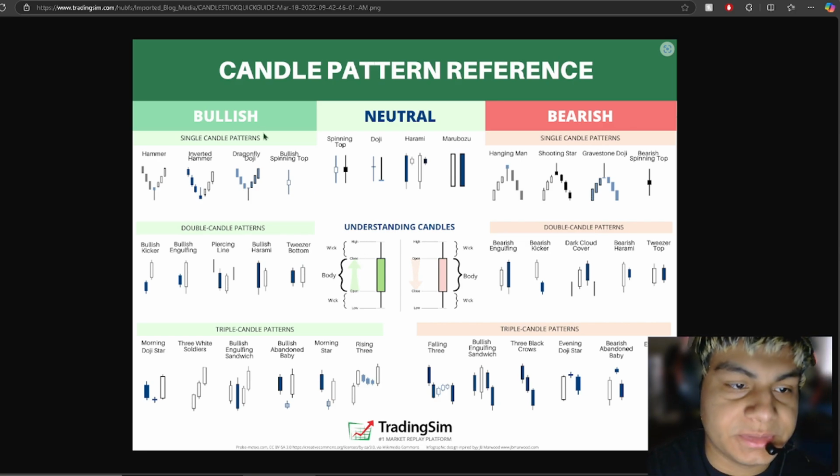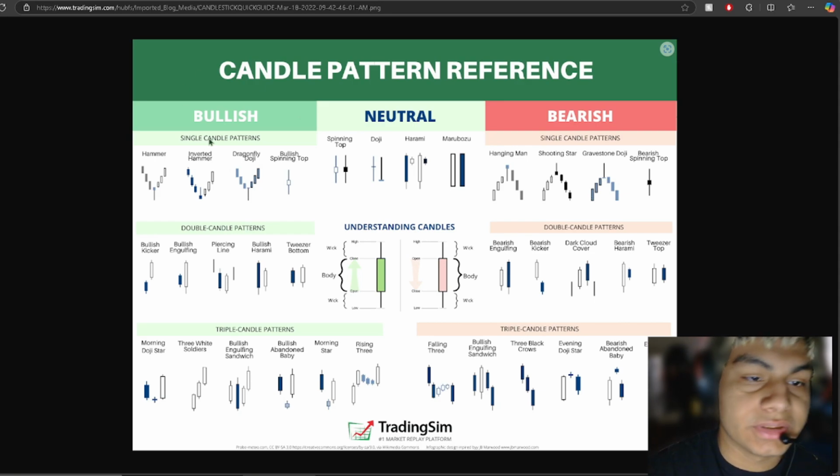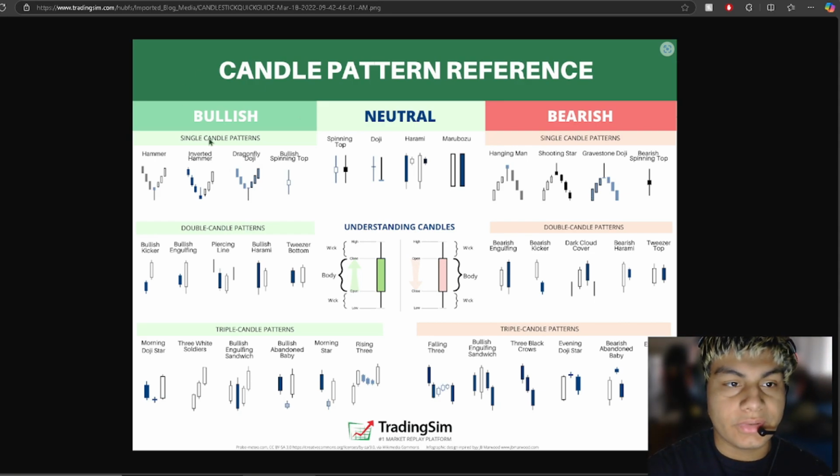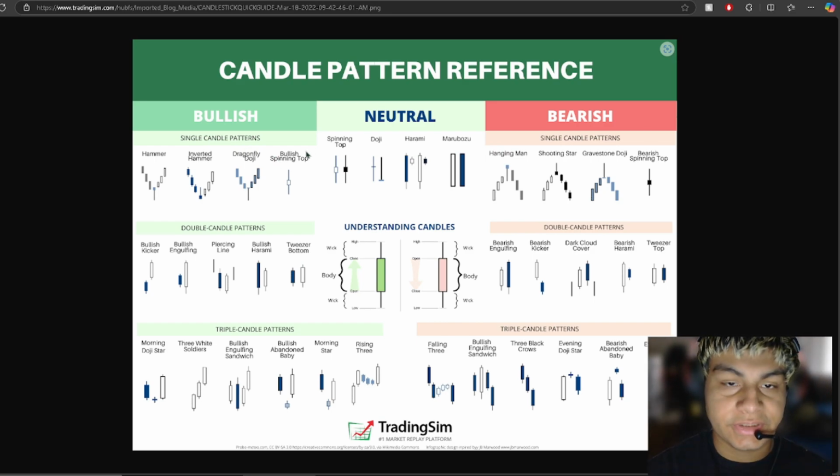So there are candlestick patterns that show signs of bullishness, and bullish means price going up, bearish is going down. So let's say someone were to say, are you bullish on Apple stock? That means you're hoping that price is going to go up. And if someone says, oh, you're bearish on Apple stock, that means price is going to go down.